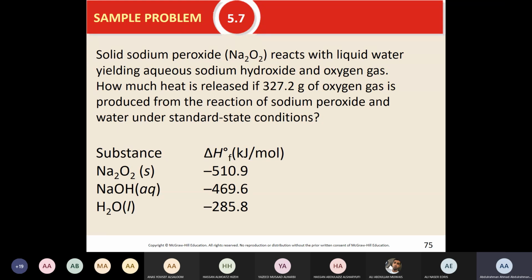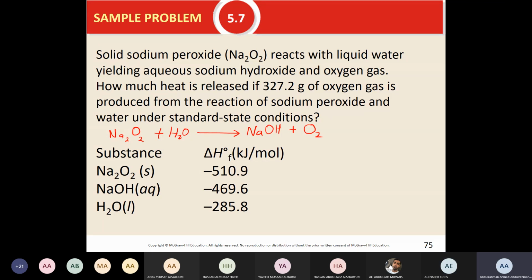Now, let's do this problem very quickly. We have a reaction here in which we have Na2O2 react with water to make what? Help me. Sodium hydroxide plus oxygen gas, O2. Good.